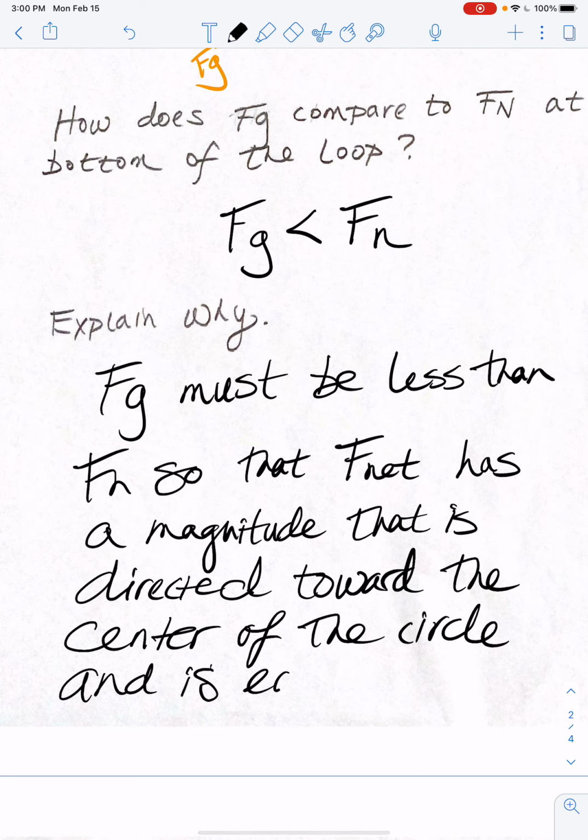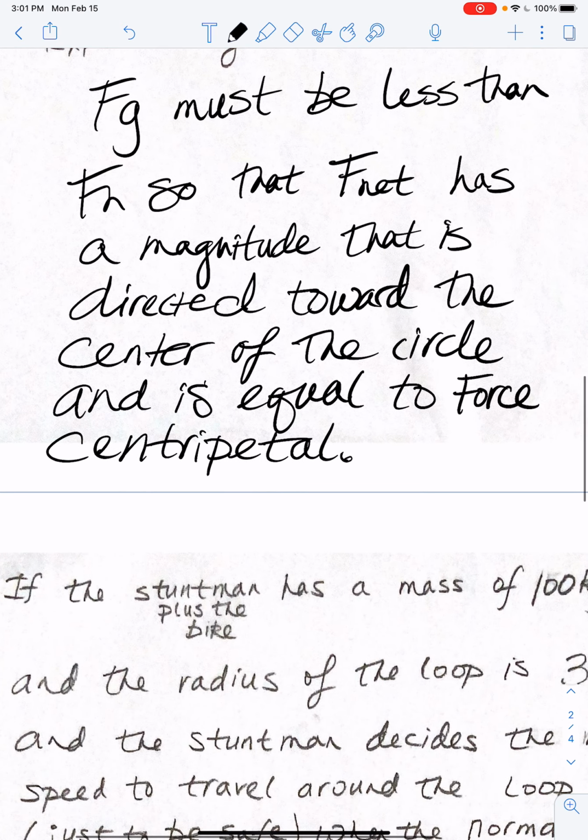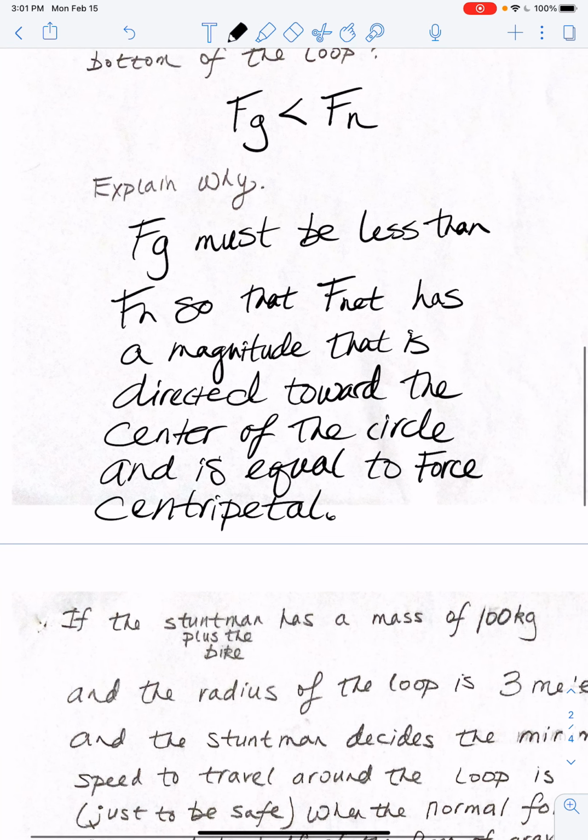I'm going to write that Fnet is equal to Fc. Or I'll actually write it out: force centripetal. So Fg must be less than Fn so that Fnet has a magnitude that is directed towards the center of the circle and is equal to force centripetal. All right. So that is why.